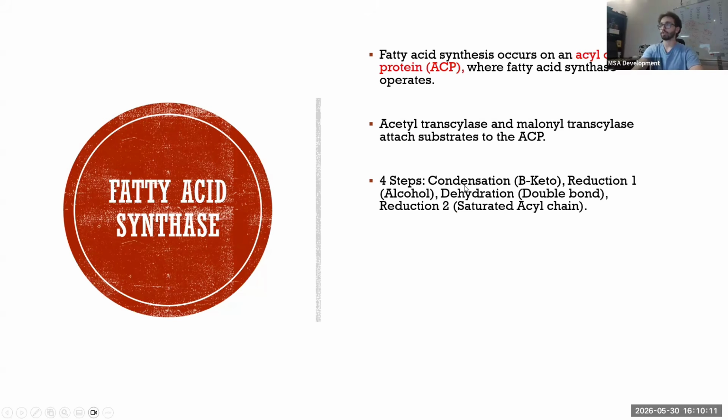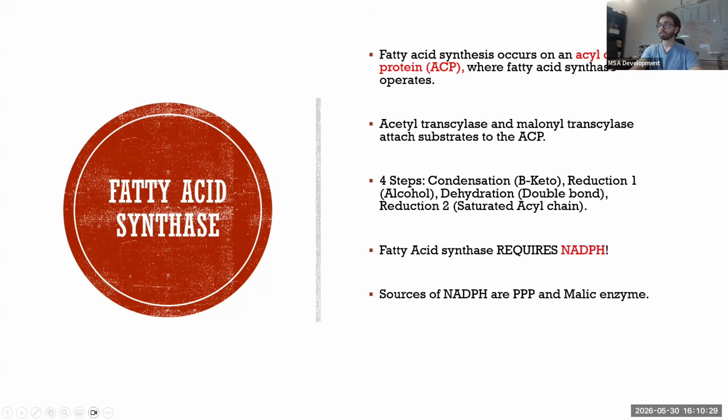As we said, 4 steps. Condensation gives us the beta keto acid. Reduction 1 will give us alcohol. Dehydration gives us the double bond and water. And reduction 2 will give us the saturated acyl chain. Nothing new. As I said, fatty acid synthase requires what? NADPH. Very important. So, what are the sources of the NADPH? How can the fatty acid synthase get NADPH? From 2 things, either the pentose phosphate pathway or the malic enzyme.